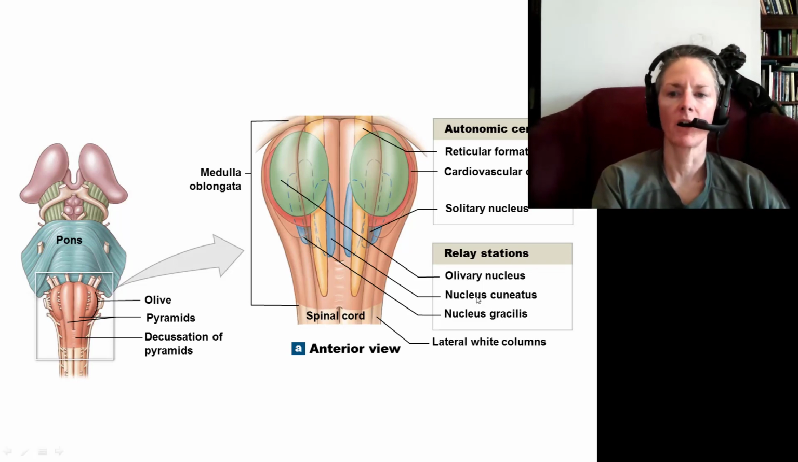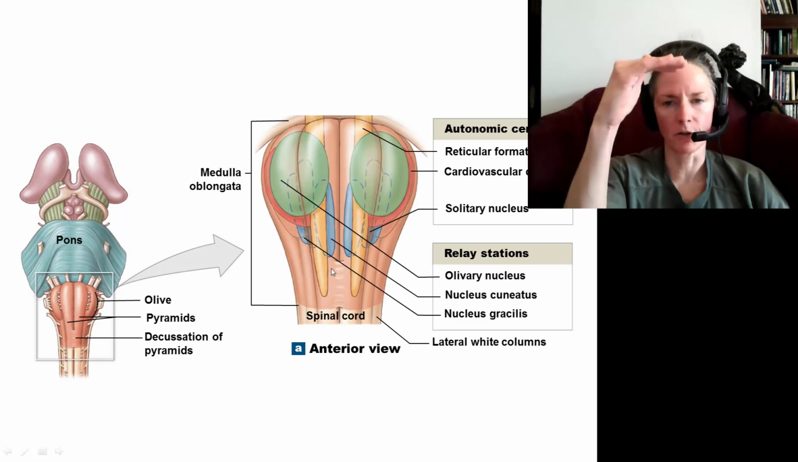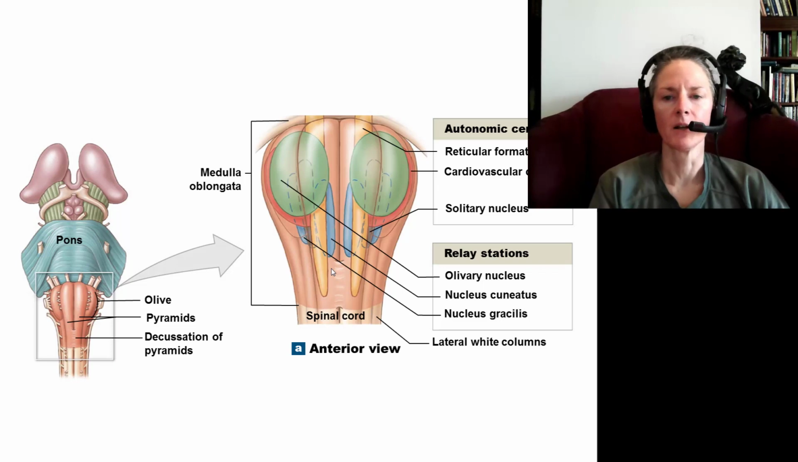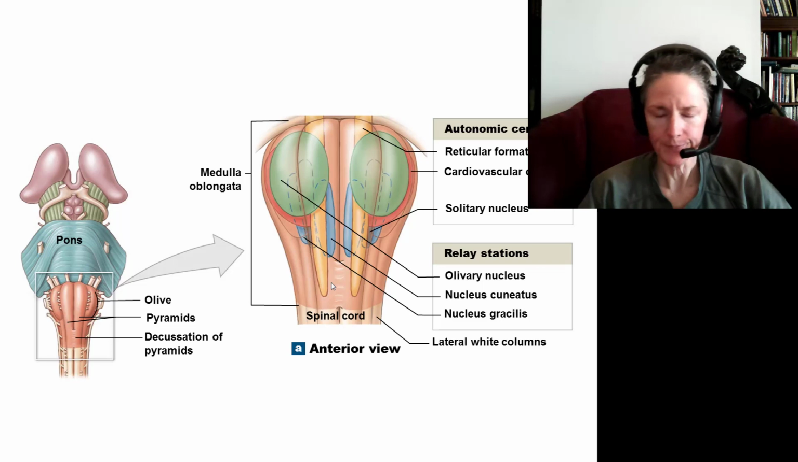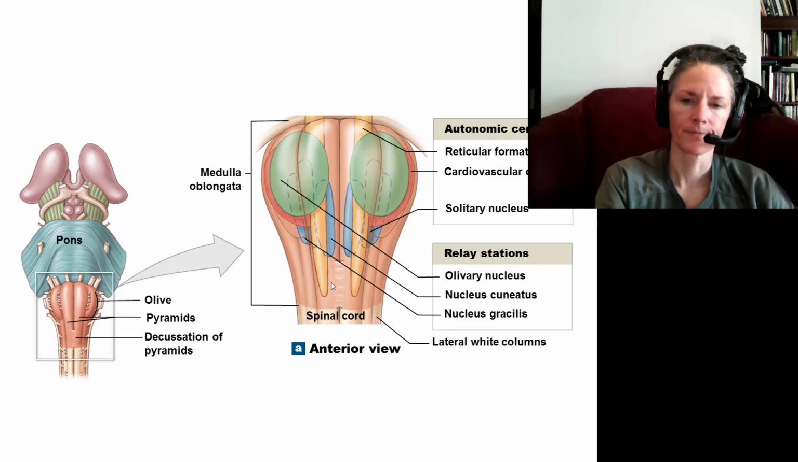Then we're going to have our nucleus cuneatus and nucleus gracilis, which they've actually mixed up where they're pointing to on this diagram. So the nucleus cuneatus is actually this one. It's lateral and it's wedge-shaped, this blue one. The nucleus gracilis is the medial one, and it is long and thin. So gracile literally means slender or long and thin. So this is the approximate location of these nuclei that are going to be receiving proprioceptive information from skeletal muscles and as well as fine touch.